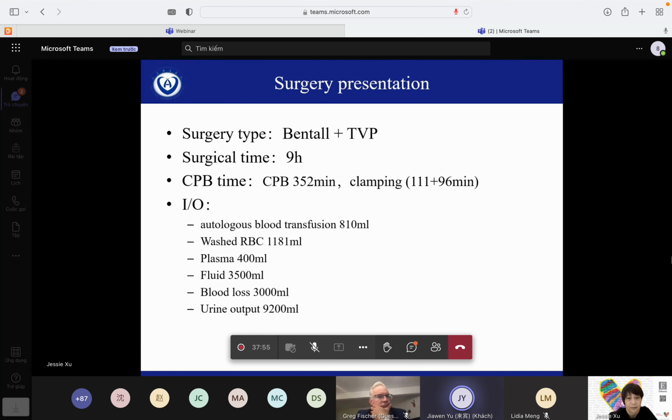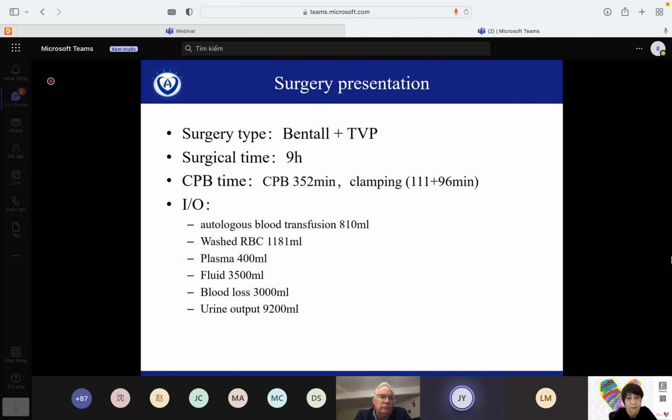The first clamping was performed by a junior doctor. The patient went through ventricular fibrillation, and therefore a senior doctor took over and clamped a second time. For the total ins and outs, the patient had a blood loss of 3,000 milliliters.